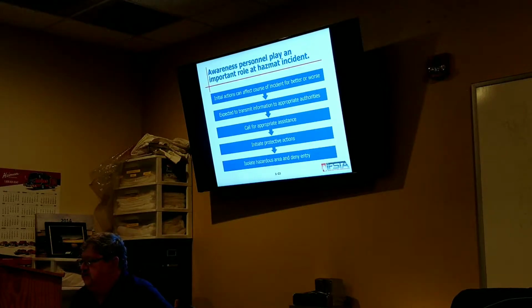We're expected to transmit information to the appropriate authorities. So that's whoever the hazmat team is. We got to get the right information to them so they know how to answer the question. Call for appropriate assistance. The hazmat team. How long does it take the hazmat team to get here? 2 hours. 3. About an hour and a half, because they come out of Sioux City and they don't come lights and siren. Okay, they got to get their crew ready, so it's probably closer to 2 hours.